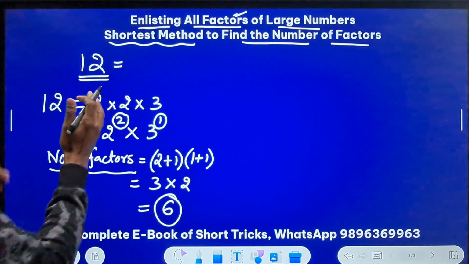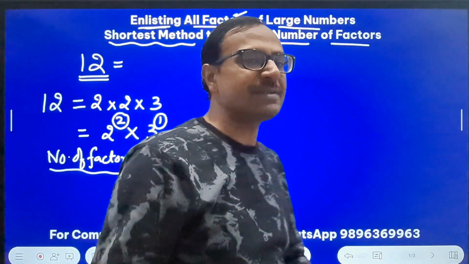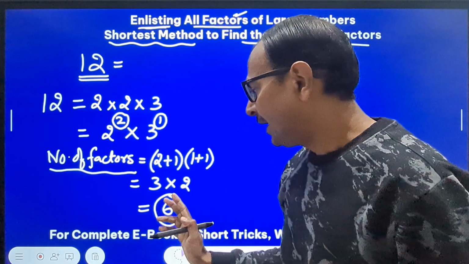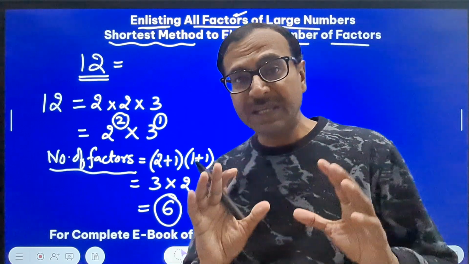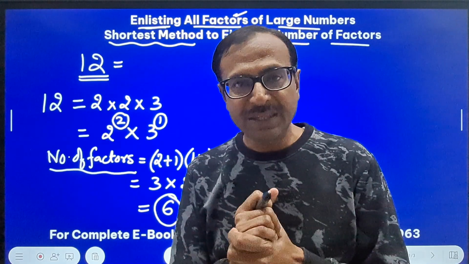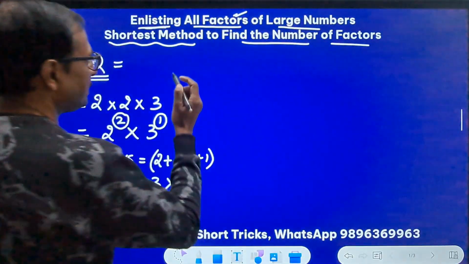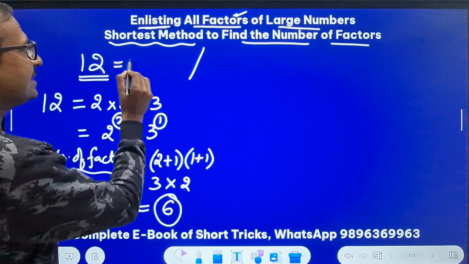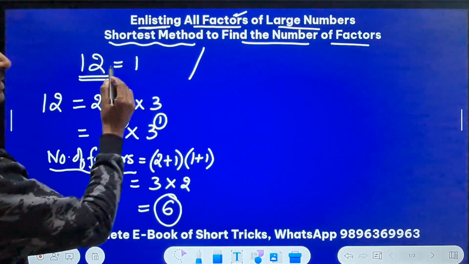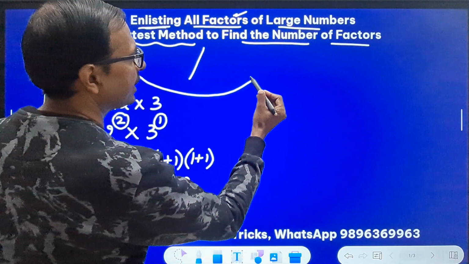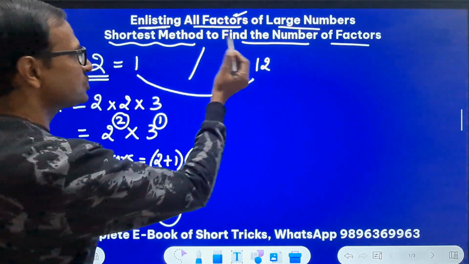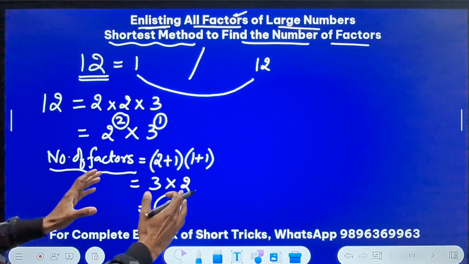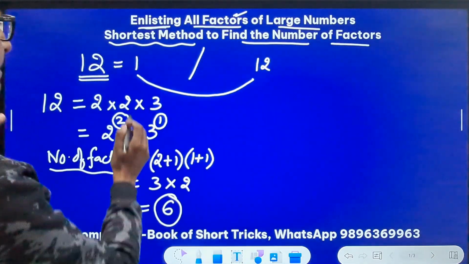Let's see what are those 6 factors. And before we write the 6 factors, we have to understand one more important thing. See, number of factors here are even. What does it mean? Even means we will be splitting the number of factors into two parts. I'll put a slash here. 1 is a factor of all numbers. So corresponding to 1, you will write 12 here, because 1 times 12 is 12. So we have enlisted two factors, and you will always enlist the factors in pairs like this.